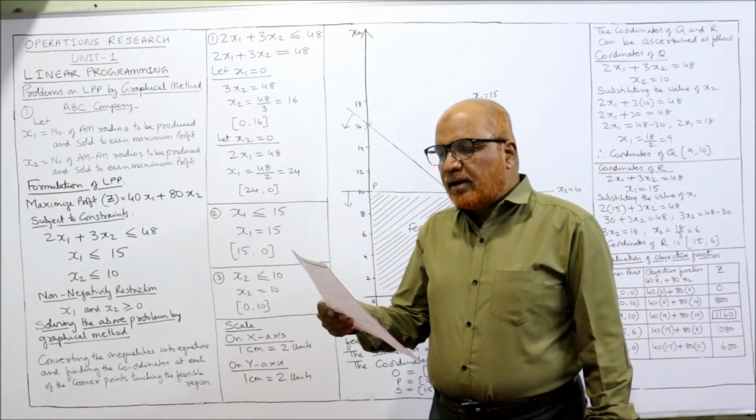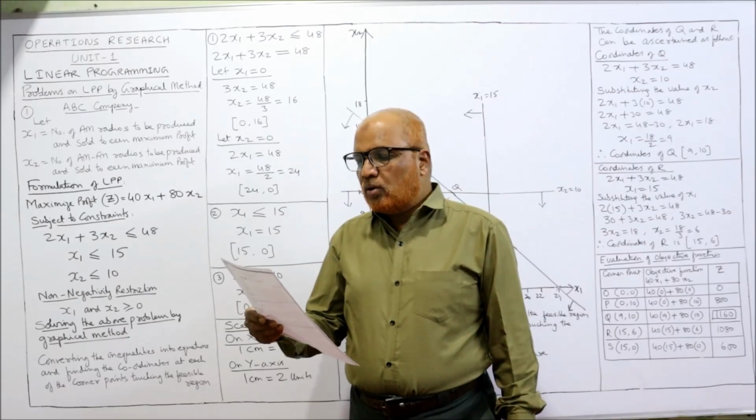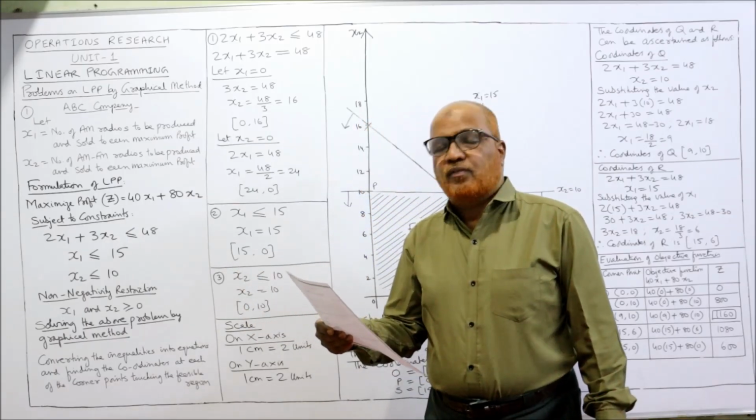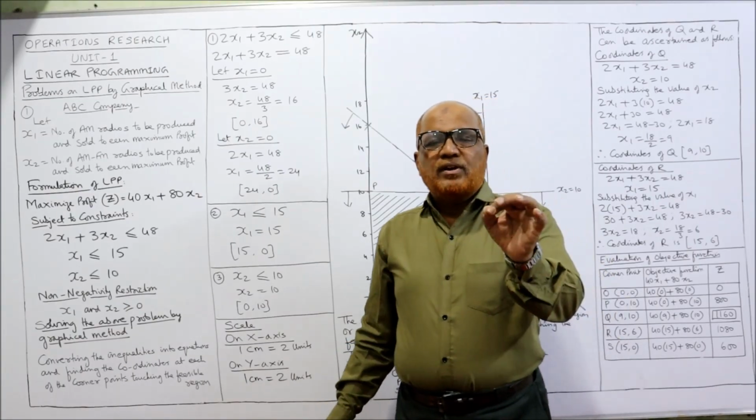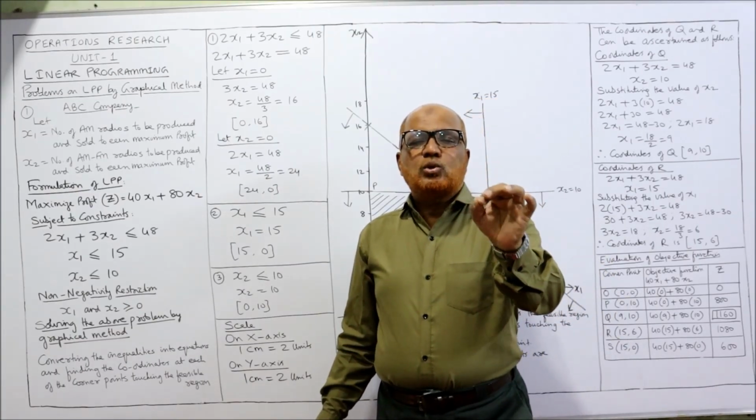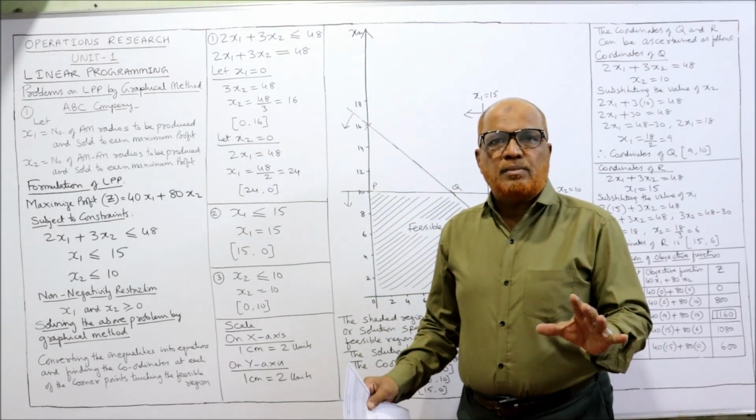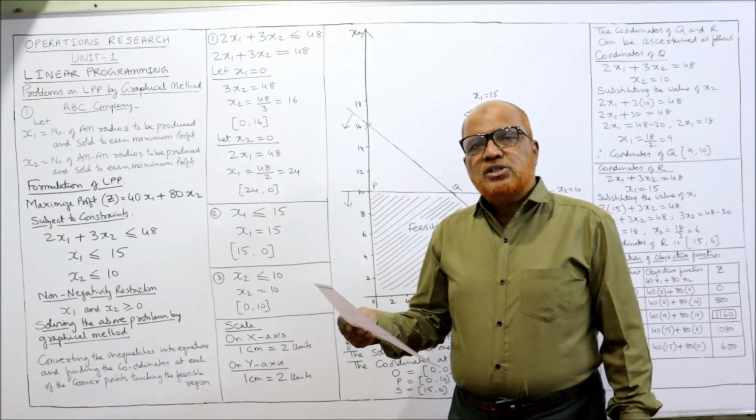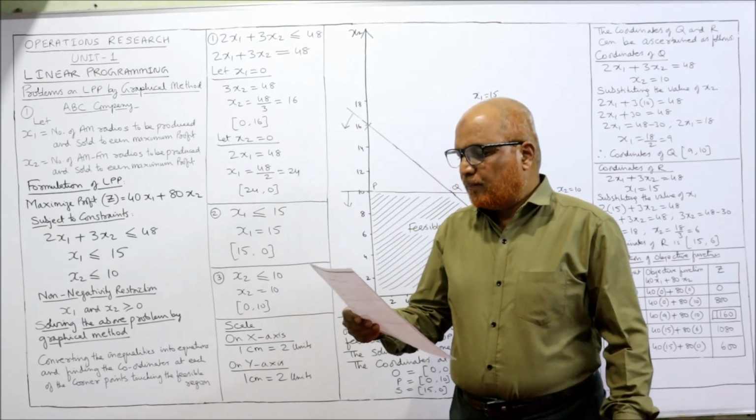Now each AM radio will contribute 40 rupees to profits while each AM/FM radio will contribute 80 rupees to profit. The profit per unit is given. So whenever profit is given, our objective is to maximize the profit. Objective is to maximize the profit: 40 rupees per unit of AM radio and 80 rupees per unit of FM radio.